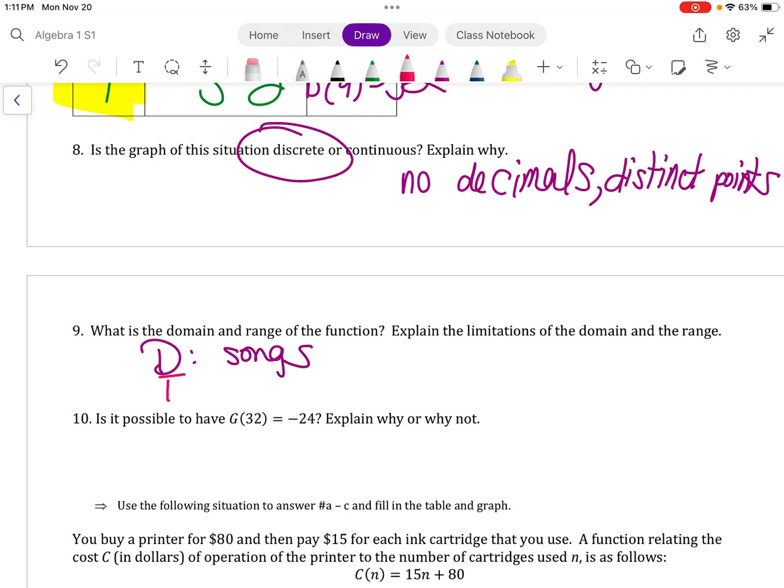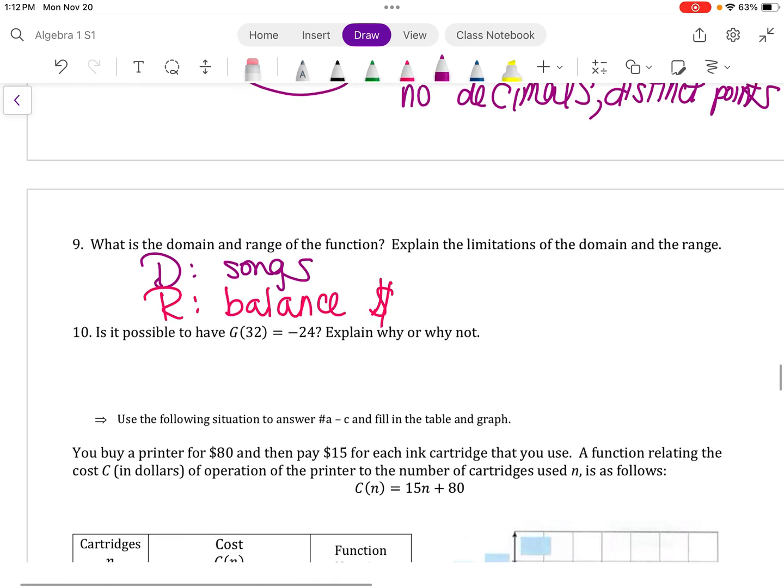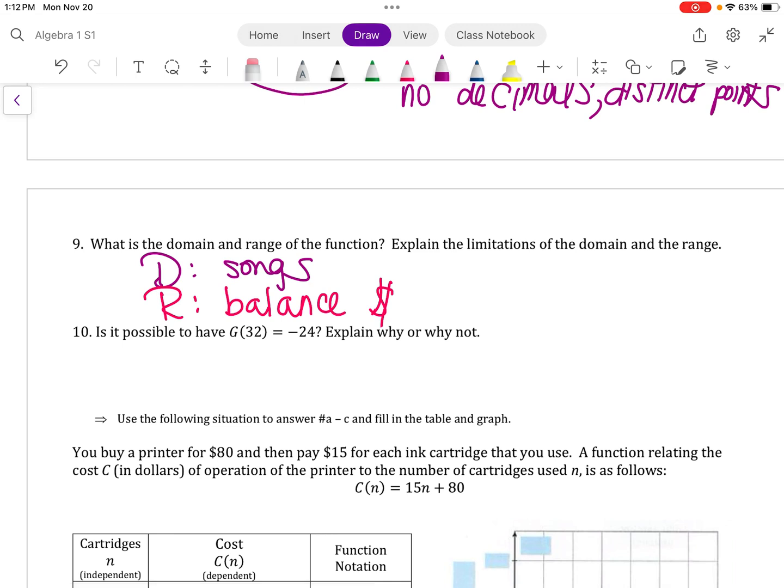The output, the range, also known as the dependent. So domain is songs, the range is the balance. How much money do you have left on your gift card? Okay? Is it possible to have G(32) = -4? Can you have negative money on your balance?